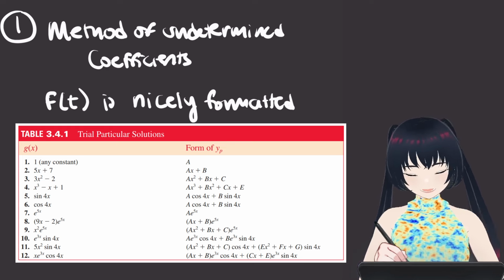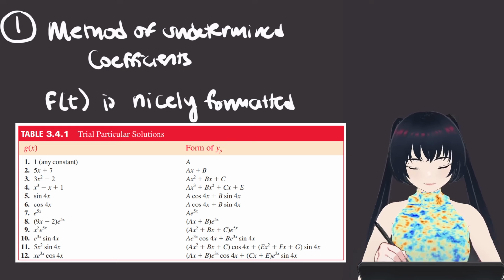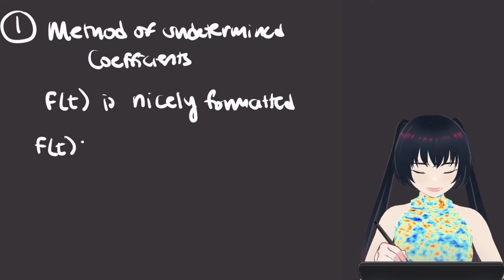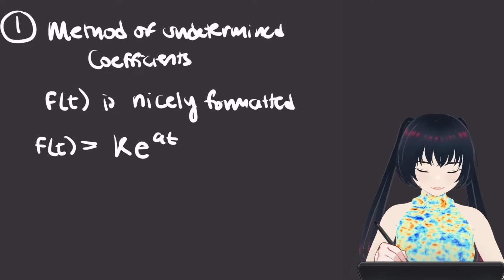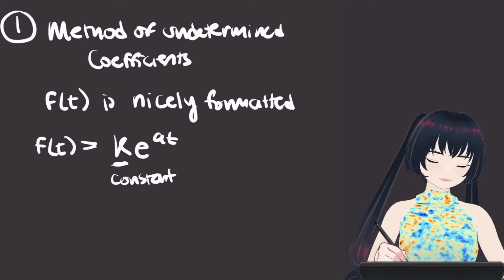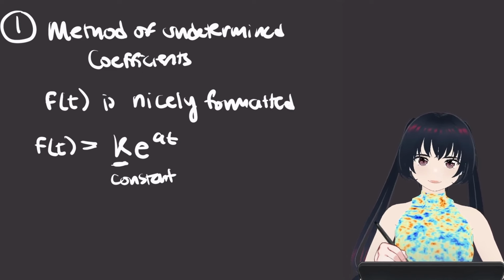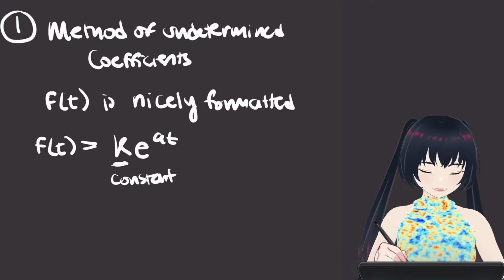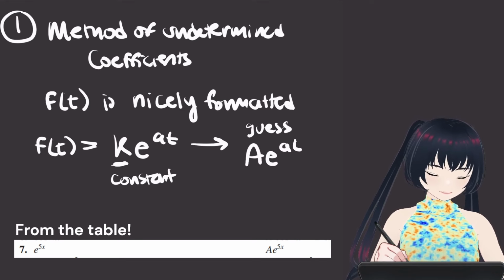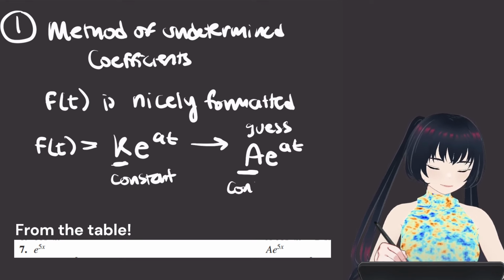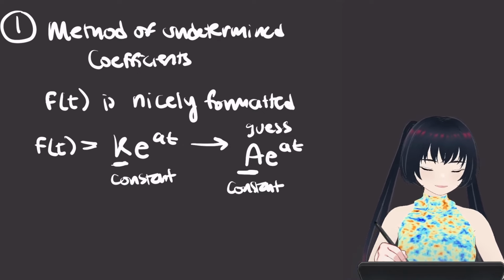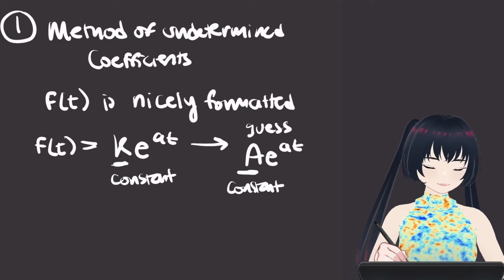Now, one of the examples that might be the easiest to show is when you encounter a forcing function of the form k e to the at, where k is a constant. You can actually guess what the form would be in the solution to the ODE. And in that case, you would guess that the form would be a times e to the at, where a is also a constant. So let's work through an example where I can show you how exactly this forcing function comes into play.